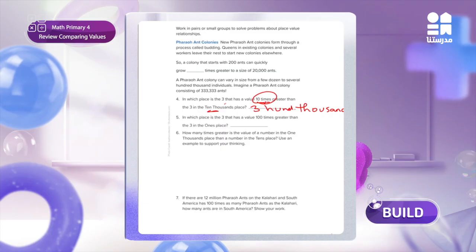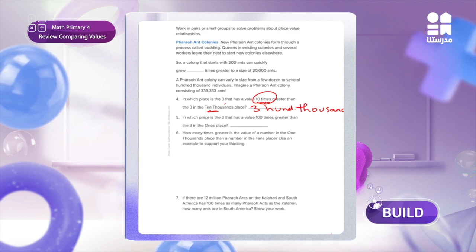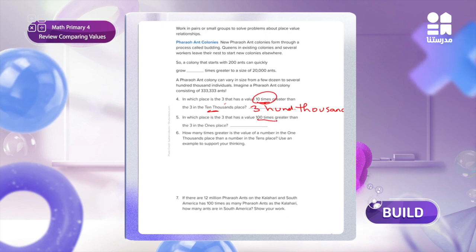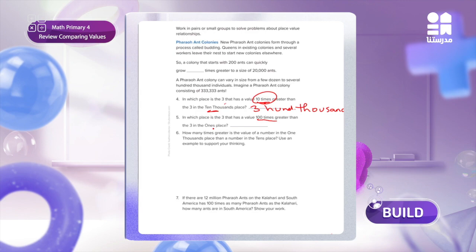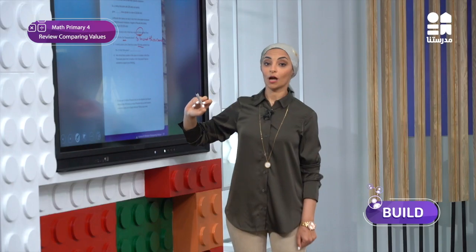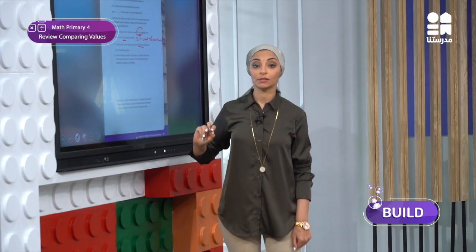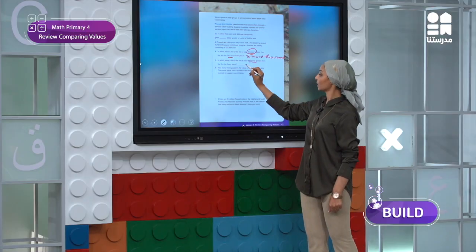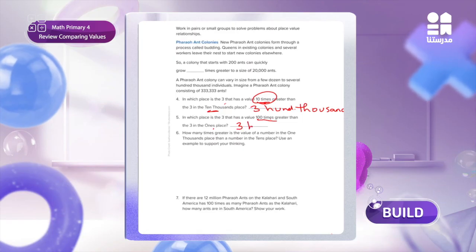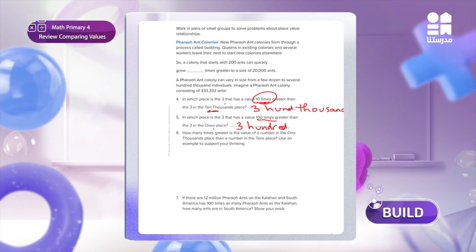Okay, let's move to question 5. Question 5 tells me in which place is the 3 that has value 10 times greater than the 3 in the ones place. What does that mean? 3 in the ones place, if I make 3 in the ones place times 100, times 100 gives me what? Yes, it will give me 3 what? 300, or the place value of it will be 300, right?